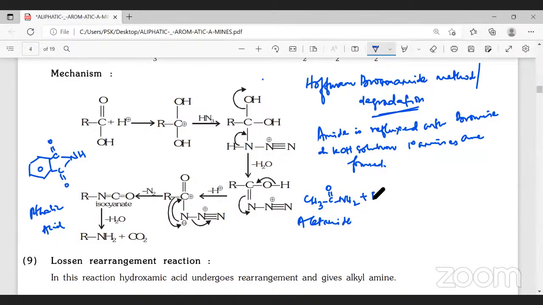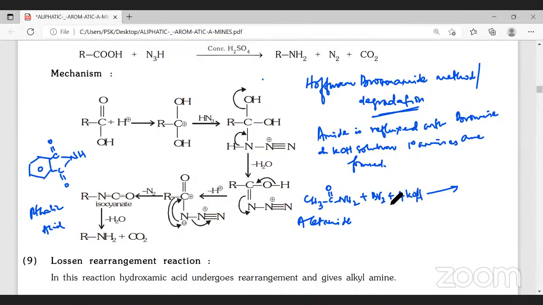This acetamide, when you heat it with bromine and potassium hydroxide, see the stoichiometry here: 1 mole of amide, 1 mole of bromine, and 4 moles of potassium hydroxide. Since 4 moles of potassium hydroxide we have taken, 2 potassium reacts with bromine to form 2 KBr as a byproduct. 4 potassium is there, 2 will react with bromine and gets eliminated as 2 KBr. Plus, we have another 2 potassium, so I'll write it as K2.